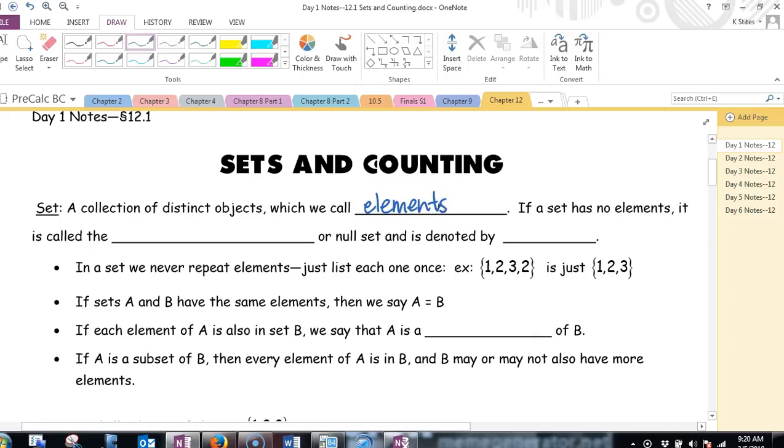If a set has no elements, it is called the empty set, or the null set, and it can be denoted by that symbol. Couple things, in a set we never repeat elements, we just list each one once. So we wouldn't say 1, 2, 3, 2, we just say 1, 2, 3.